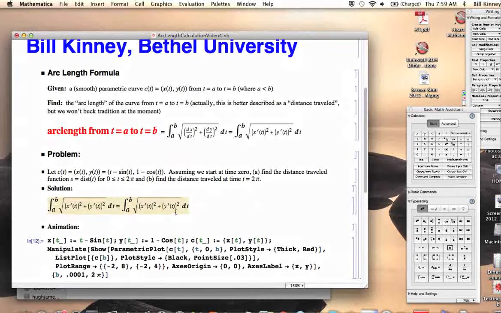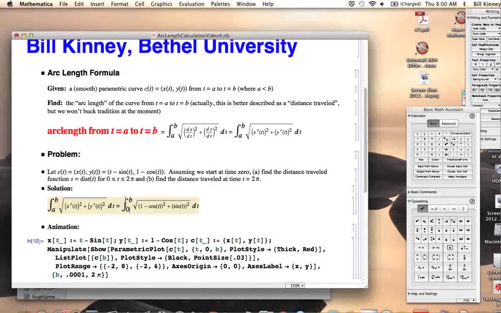and plug in the derivatives of x of t and y of t. So there's x of t there, t minus sine t. I differentiate it, I'm going to get 1 minus cosine t. And here's y of t. I differentiate that. The derivative of cosine of t is negative sine of t, so the derivative of negative cosine of t is positive sine of t, though since we're squaring it, it really doesn't make much difference here.